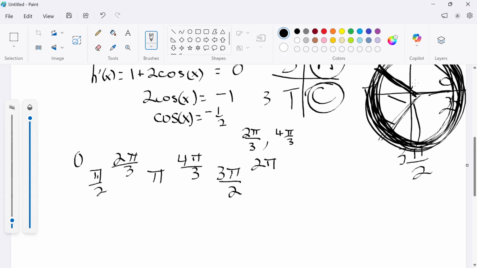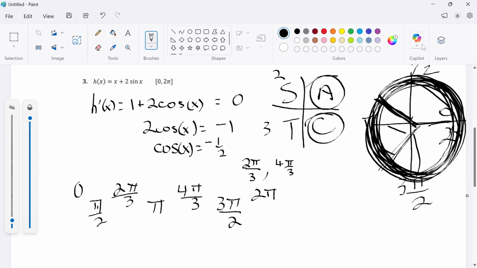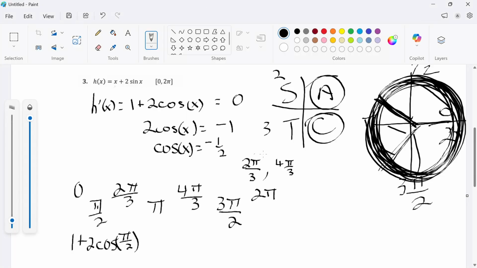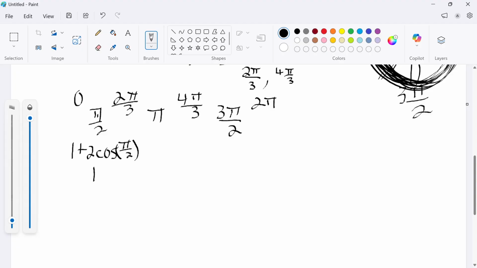So pi over 2, I have 1 plus 2 cosine pi over 2. And you should know, memorize this unit circle, cosine of pi over 2 is 0. 1 plus 2 times 0 is just 1. So that's increasing. So from 0 to 2 pi over 3, it is increasing.